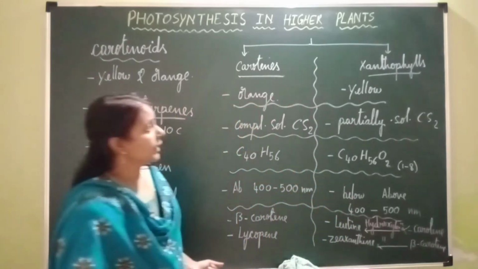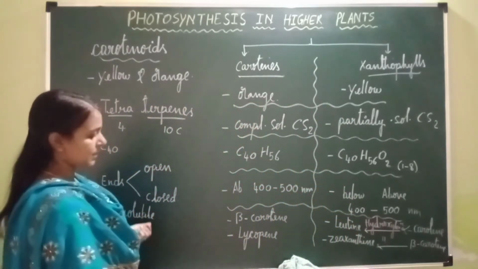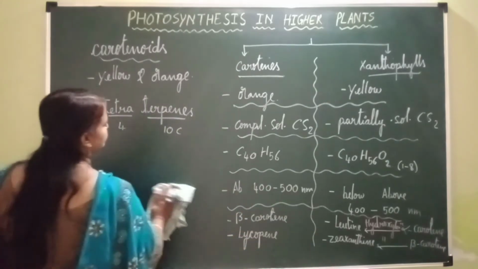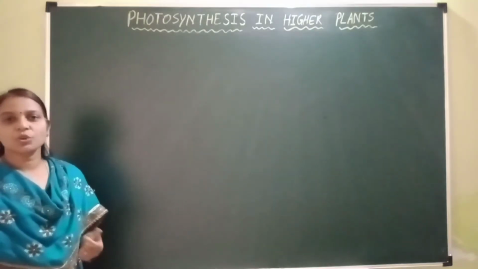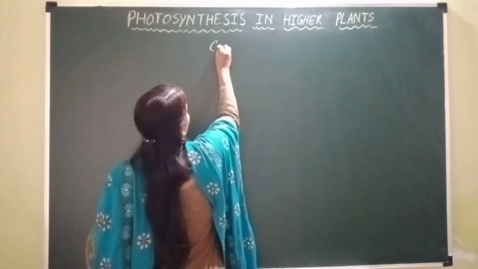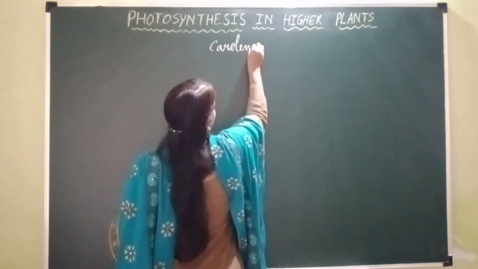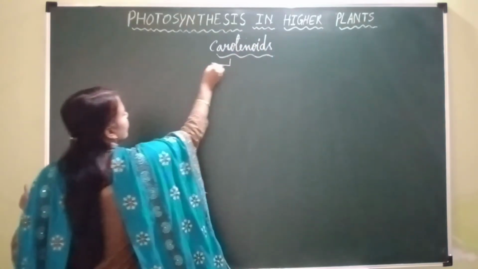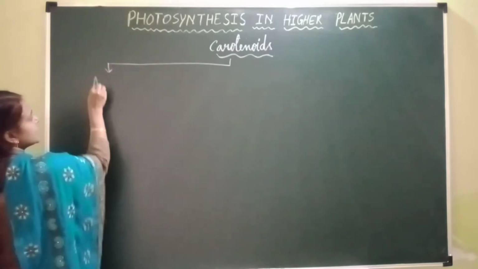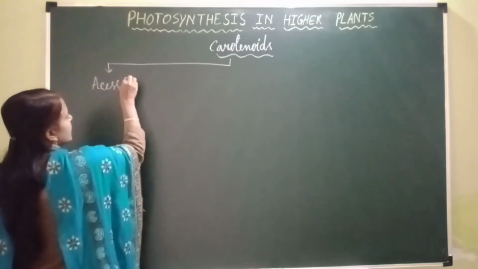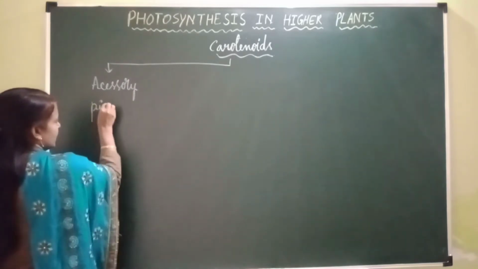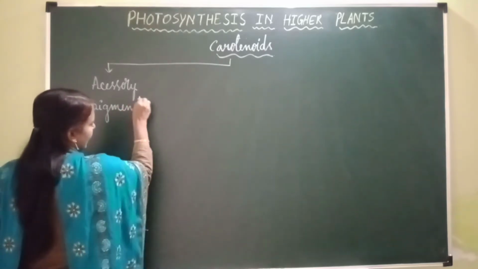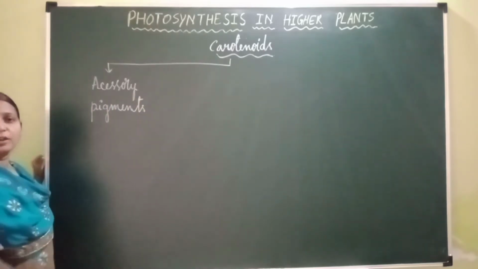So this is all about carotenes and xanthophylls. Now let's study the functions of carotenoids. Carotenoids function as accessory pigments. Accessory is nothing but assisting, helping. They help chlorophyll A. Let's study how they help.